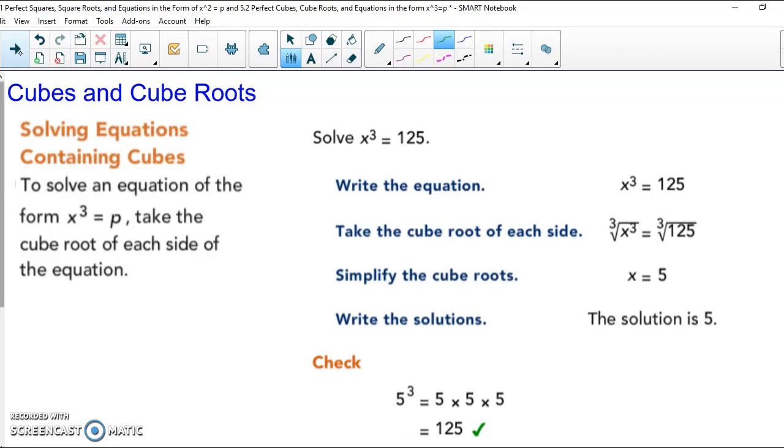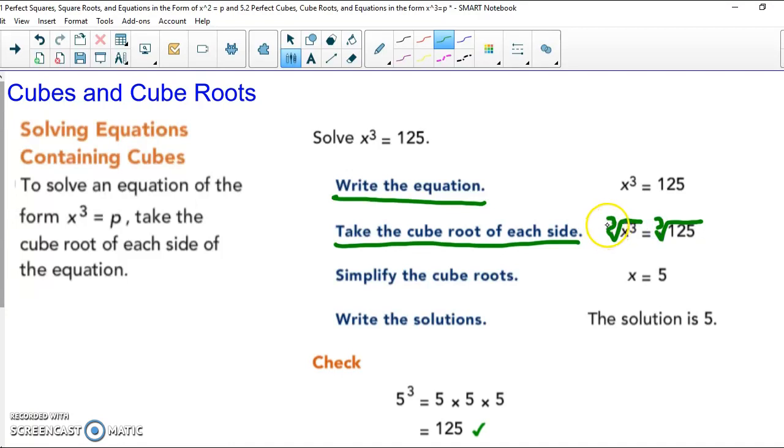Okay, so let's talk about how we solve an equation then. I'm going to do the same thing I did with square roots. I'm just going to use cube roots. So I'm still going to start by writing the equation. If I want to solve x cubed equals 125, I'll write the equation so that then I can take the cube root of each side, remembering to use the little number 3 there to indicate a cube root versus a square root.